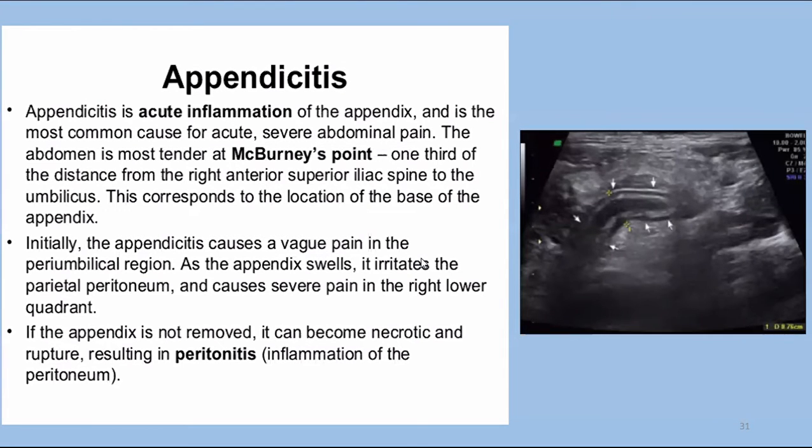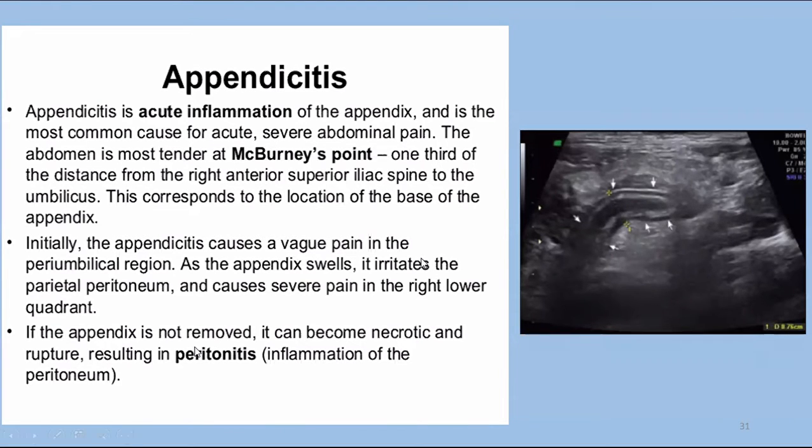Now, initially, appendicitis causes a vague pain in the periumbilical area. As the appendix swells, it irritates the parietal peritoneum and causes severe pain in the right lower quadrant. So it's actually the peritoneal irritation that causes the rebound tenderness. When you palpate your right lower quadrant and there's pain, you can be sure that the parietal peritoneum is already inflamed. We have rebound tenderness. You will discuss this more in your second or third year, I think. You have your rebound tenderness, your direct tenderness, right? This happens when your parietal peritoneum becomes inflamed.